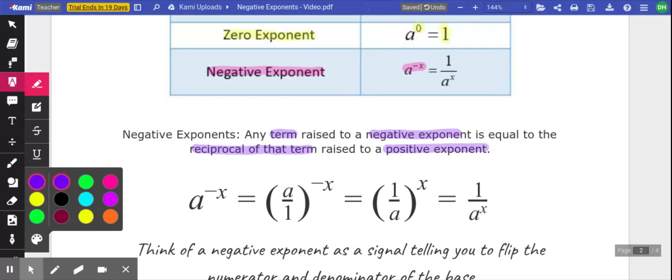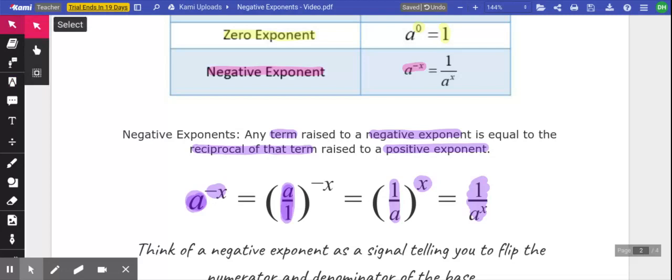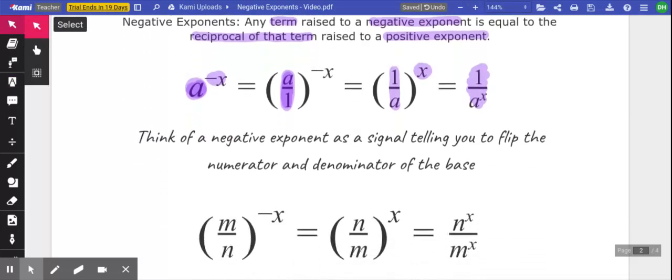Right out of the gates here, here's a term or a base, and it's raised to a negative exponent. So what I want you to do, first of all, is visualize that base as a fraction. In this case, the base wasn't a fraction, but I can visualize it as a fraction. And all we're going to do is reciprocate that base. And now the exponent is what? Positive. And of course that last one could be rewritten this way right here. So we're just going to reciprocate that base, and the moment we reciprocate that base, that exponent becomes positive and we are golden.